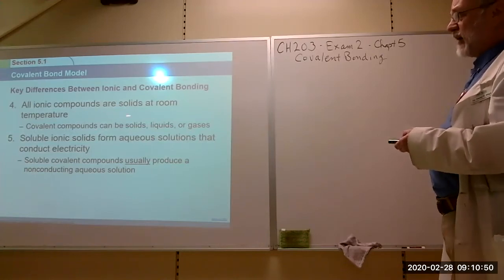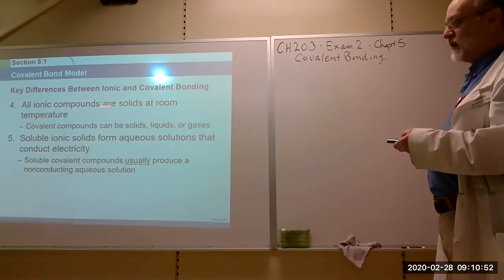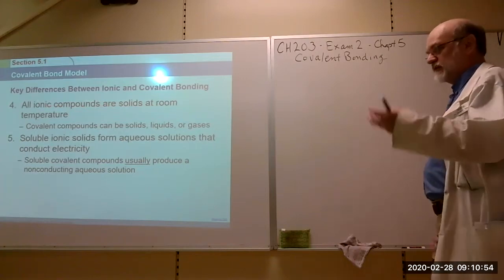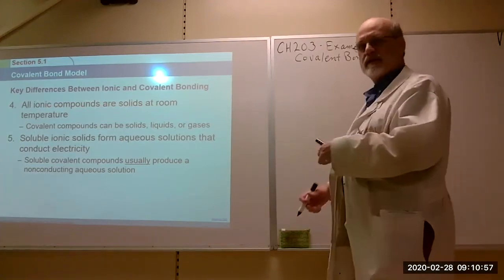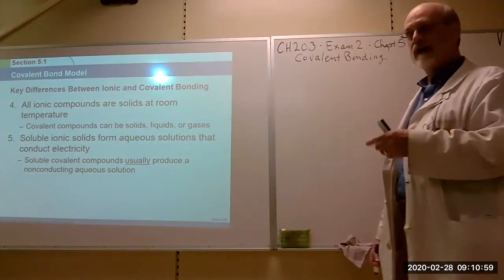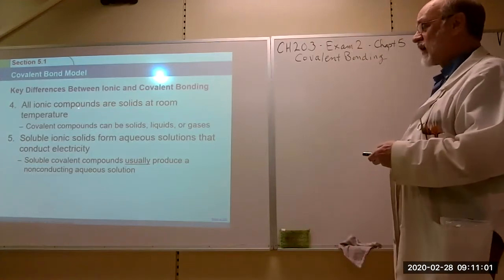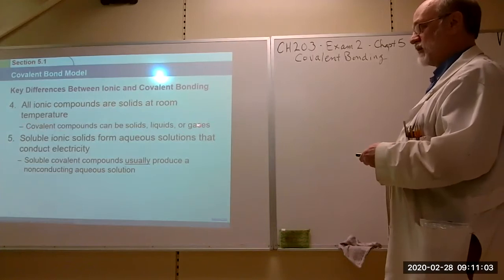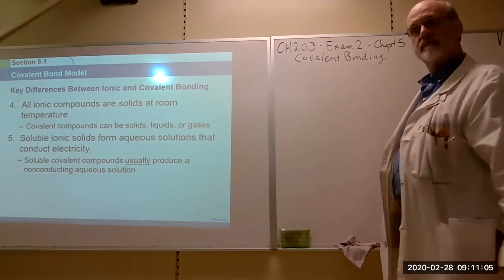Whereas ionic compounds at room temperature, they're all solids. Of course, if you get them hot enough, they'll melt, right? But you get them really hot. Covalent compounds can be any one of the phases: solids, liquids, or gases.